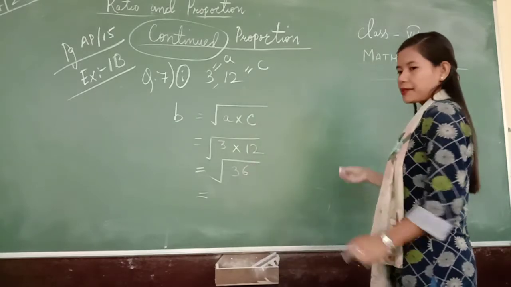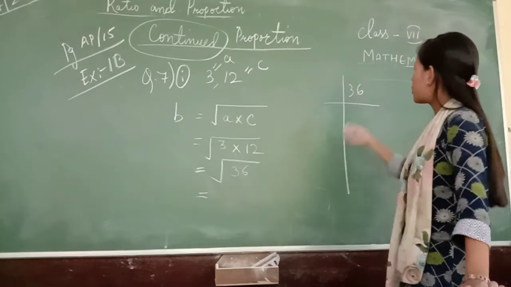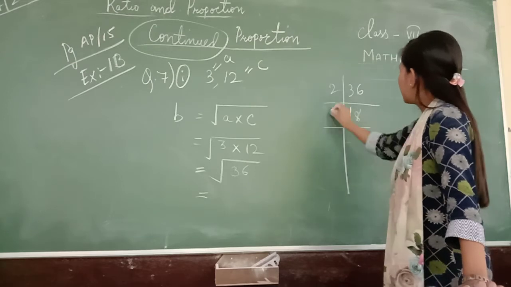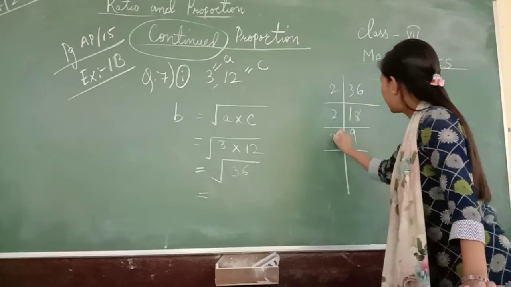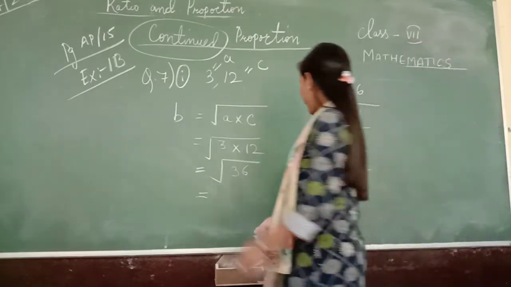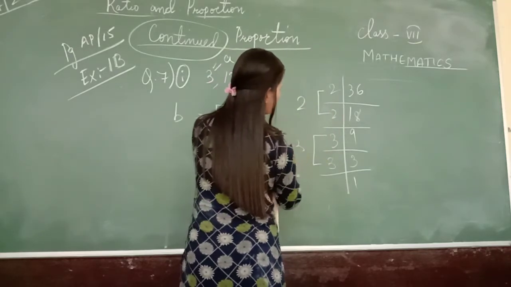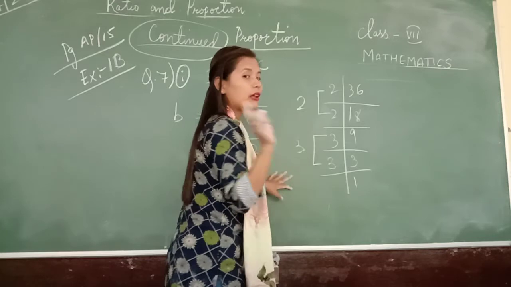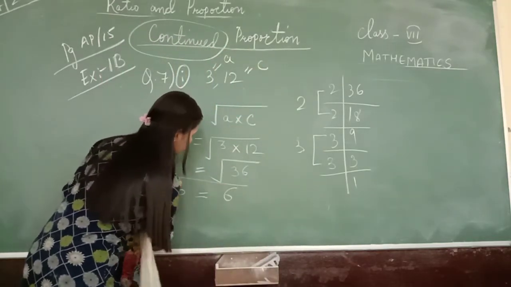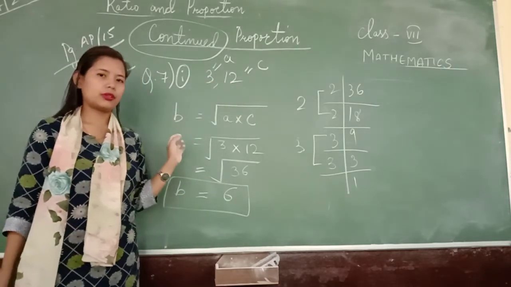Square root of 36. How do you find the square root? You find it by the prime factorization method. So let us do the prime factorization. 2 1s are 2, 2 8s are 16, 2 9s are 18, 3 3s are 9, 3 1s are 3. Let us pair this. Out of this only one 2 comes out. Out of this only one 3 comes out. So 2 into 3, that is 6. So the square root of 36 is 6, which is the mean proportional of the given pair of numbers. Is that clear?